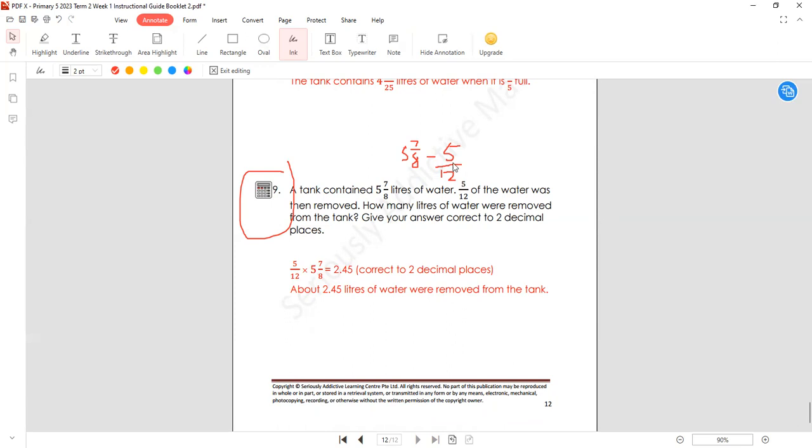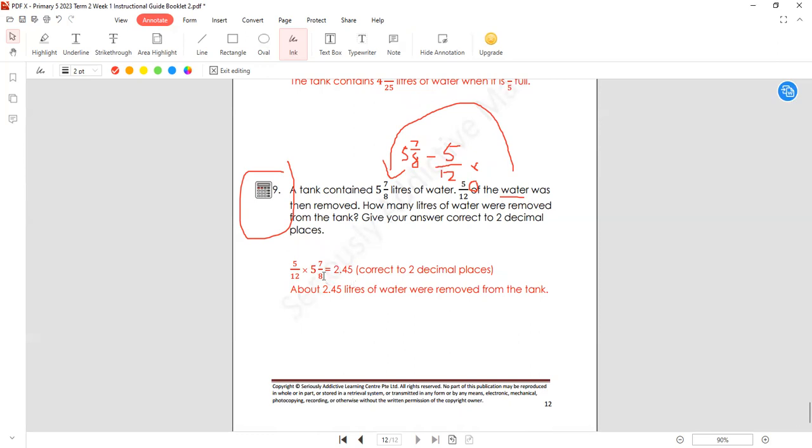Sometimes we get it wrong for this kind of question, but remind them that this is 5 out of 12 of the water. So again, of means times, and the quantity here refers to this volume here. If they have a scientific calculator, they can get the answer with the decimal, and then they correct to 2 decimal places. If not, then too bad.